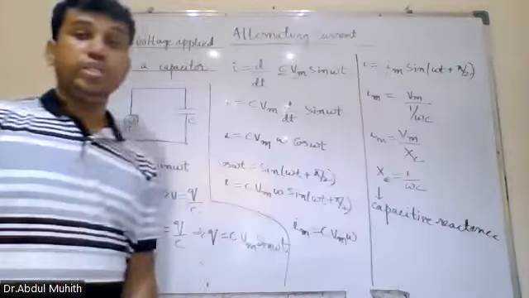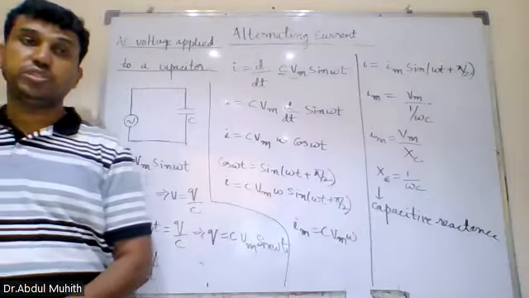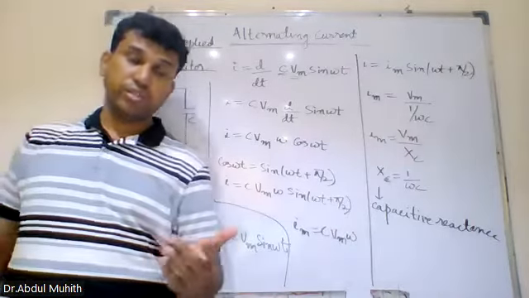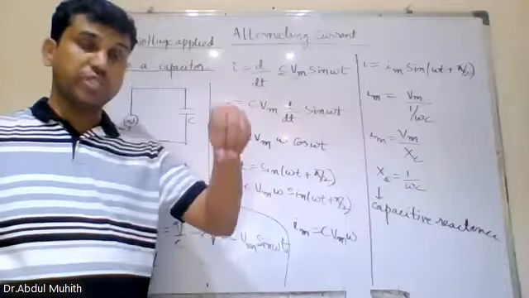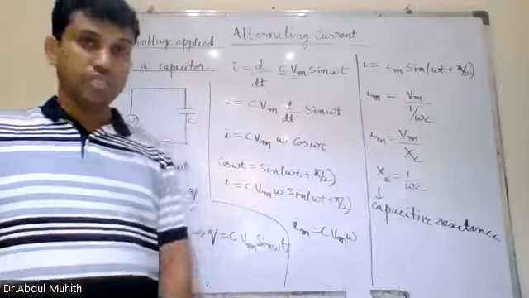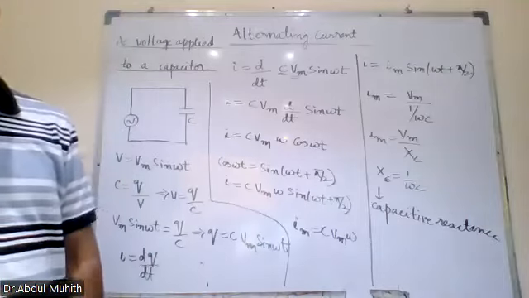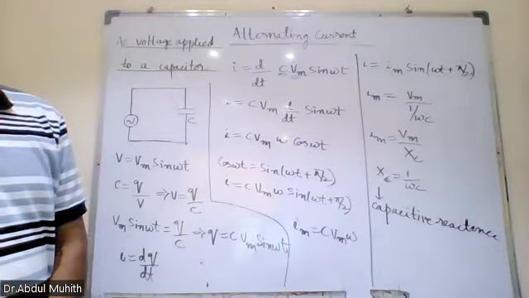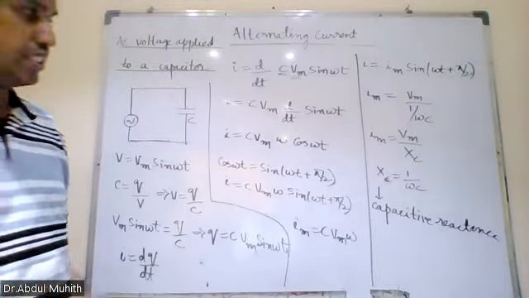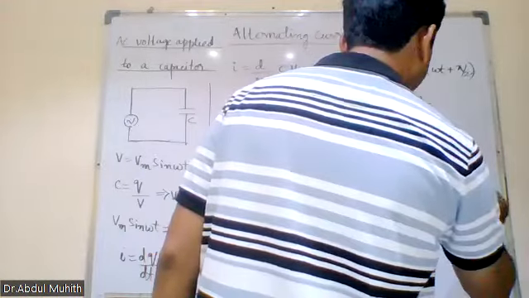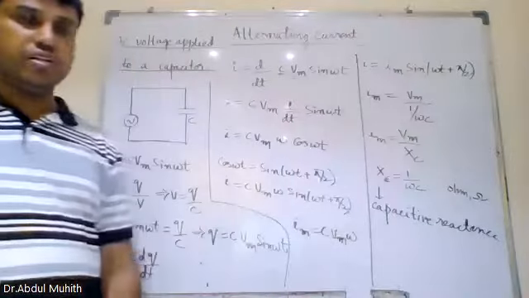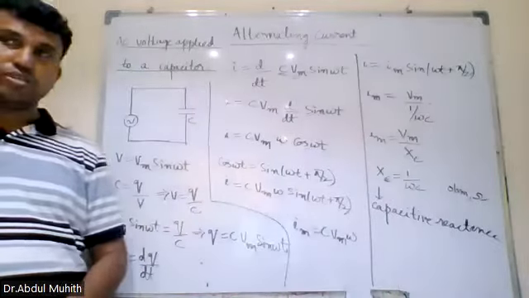Again, what is reactance? I cannot say resistance directly for the capacitor; the resistance which is present inside the capacitor is known as capacitive reactance. So keep that in mind. Both Xc and XL are measured in ohms, named after the great scientist George Simon Ohm.